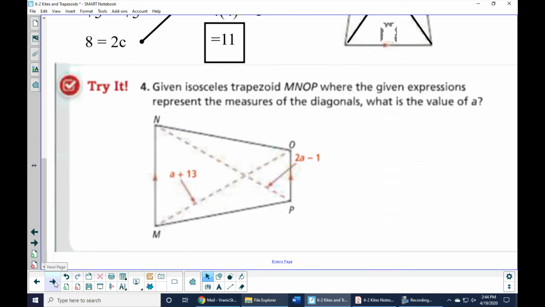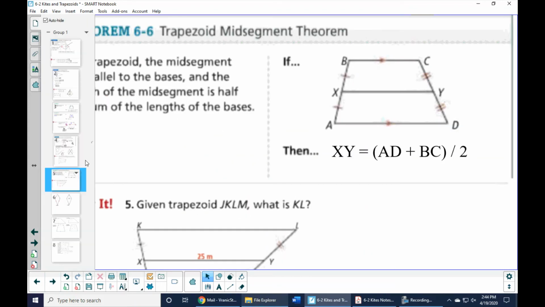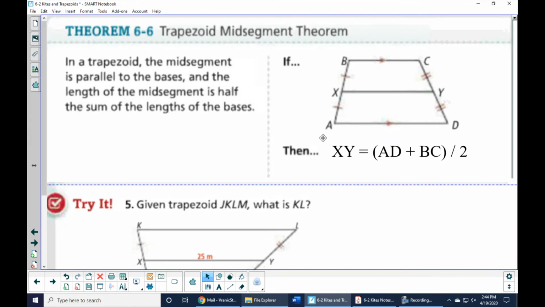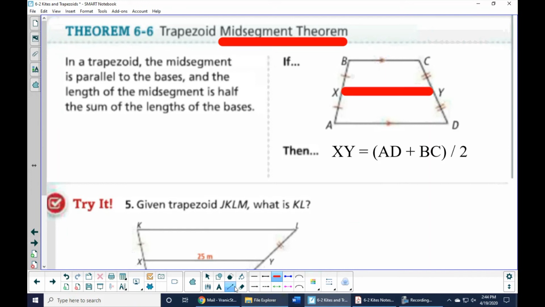We are starting to run out of time that I can record this, so I'm going to move on to this last section here. And this is the mid-segment theorem, okay? When you have a line that goes in the middle of a trapezoid, that is called a mid-segment. So that's this guy right here, that XY is a mid-segment. And what's true of it is if you do AD, this side here, plus BC, this side here, and then divide that by 2, that is going to be the length of this. It's the number that's right in the middle of the 2.